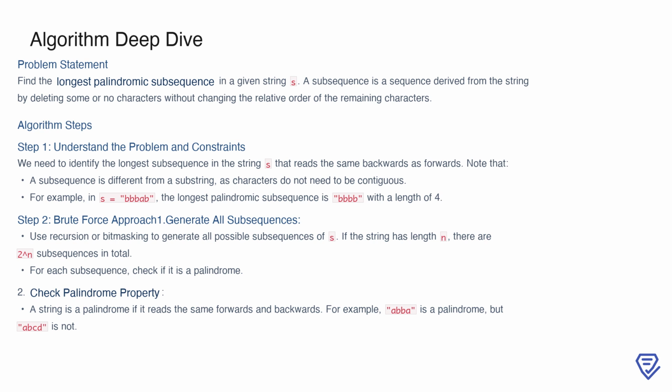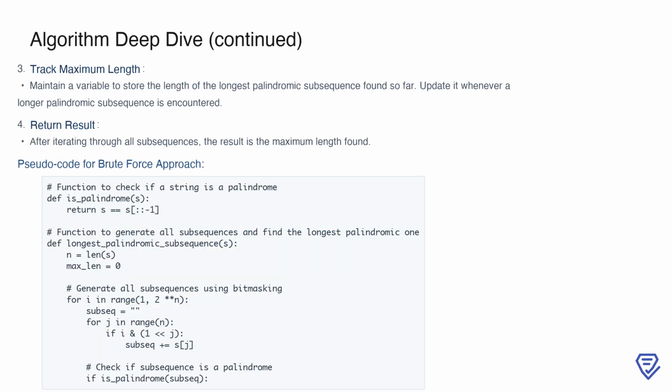Once these subsequences are generated, we can check each of them to see if they are palindromes by verifying if the string reads the same in reverse. However, this approach is computationally expensive and inefficient for large strings. To complete the brute force approach, we would need to track the maximum length of any palindromic subsequence we encounter. By maintaining a variable to store the longest length found so far, we can update it each time we identify a longer palindromic subsequence. Once we have iterated through all possible subsequences, the final value of this variable will give us our result.